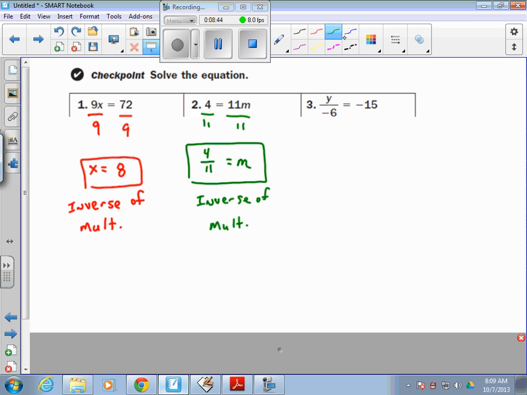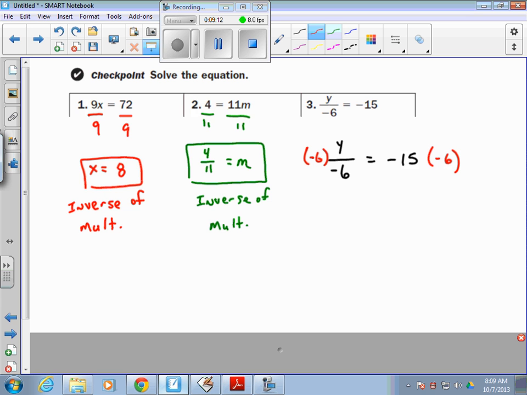3 says y over negative 6 equals negative 15. Over something is the same thing as divide by something. So y divided by negative 6 means y over negative 6 means y divided by negative 6. In order to cancel out divide by negative 6, multiply by negative 6. That undoes it. If you do the left by negative 6, you have to multiply the right by negative 6.